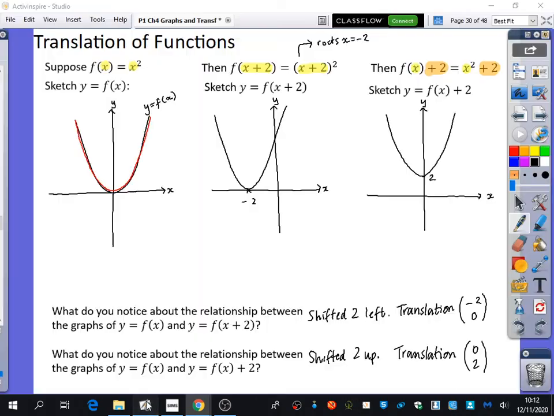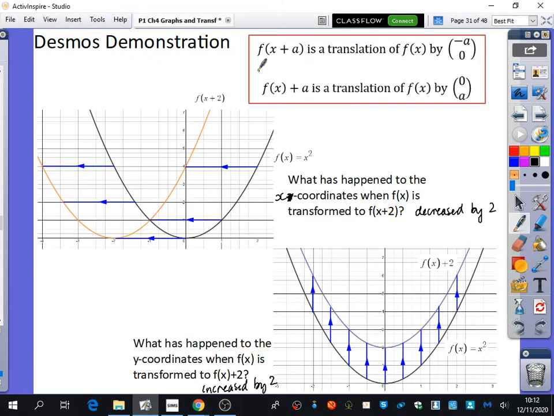So what I've written on the page for you here is that f of x plus a is a translation of f of x by minus a, 0. It does the opposite of what you might expect, or what it looks like. It's not really the opposite of what you expect, because it makes sense with what we've discussed with the roots, but it kind of plays with the opposite idea. And then the next one we're going to explore is f of x, plus a.